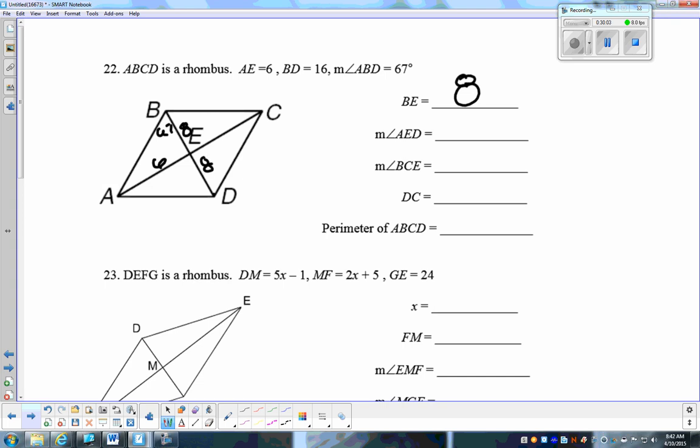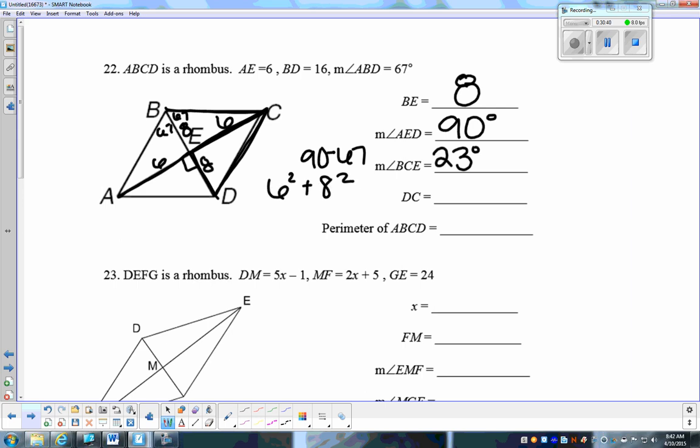The measure of AED, well, since it's a rhombus, we know our diagonals are perpendicular, so that's 90 degrees. BCE: since we know that ABE is 67 degrees, DBC is also 67 degrees, so we can do 90 minus 67, which is 23 degrees. And then for DC, using this right triangle here, I know that EC is 6, so to find DC, I can do 6 squared plus 8 squared equals DC squared. So DC is 10. Since it's a rhombus, all of our sides are congruent, so BC is 10, BA is 10, and AD is 10, which makes our perimeter 40.